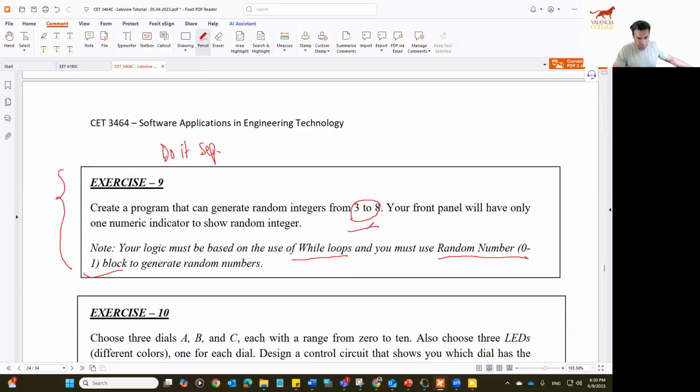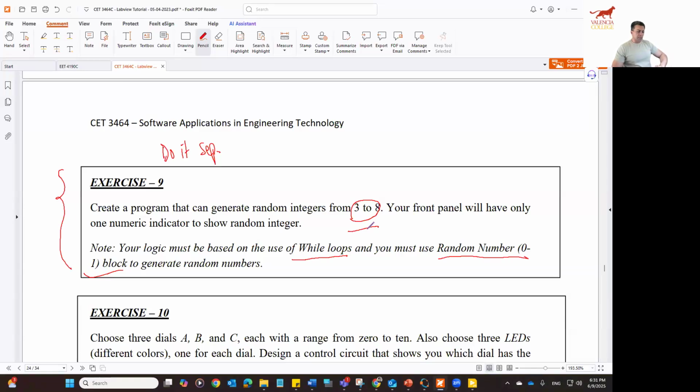Just run it once. And the whole idea is, if the condition is not met, then it's going to generate another number and then check the condition again. If the number generated is between 3 and 8, the condition is met, it's going to stop the while loop, display the number. If it is not met, if it is below 3 or above 8, then it's going to run it again and then check it again.